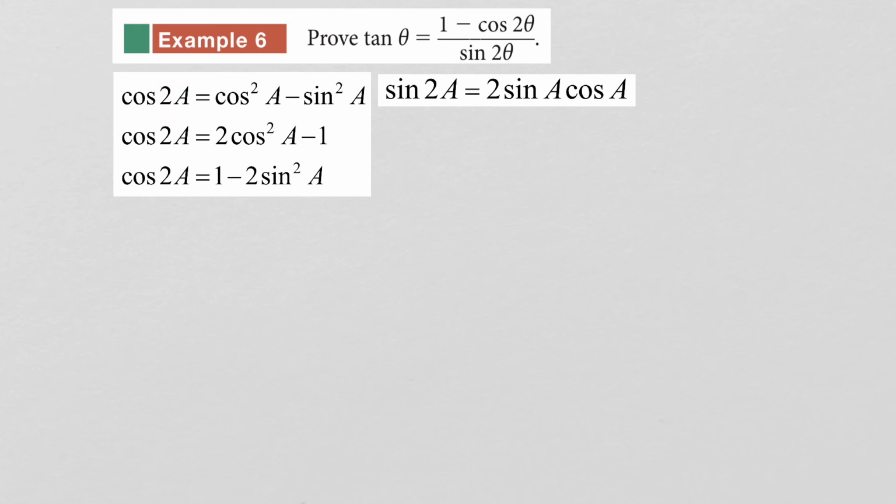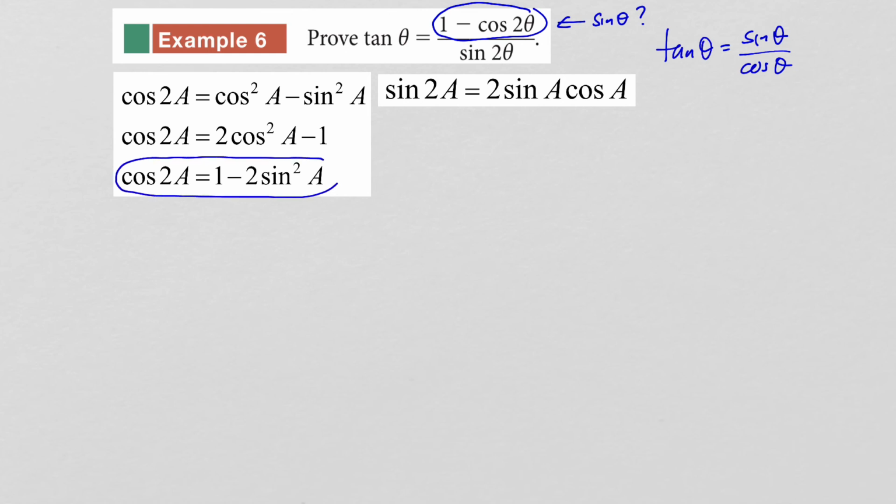Well, if you think about what tangent of theta is equal to, you know tangent of theta is sine of theta over cosine of theta. So that means what I really want to see in the numerator somehow is a sine of theta up there. So because of that, I'm going to choose to use the third formula for the cosine of 2 theta here, right? So I'm going to plug that in because that's going to give us a sine of theta in the numerator, and I am hopeful that that is going to help us. So let's go ahead and go through that proof.